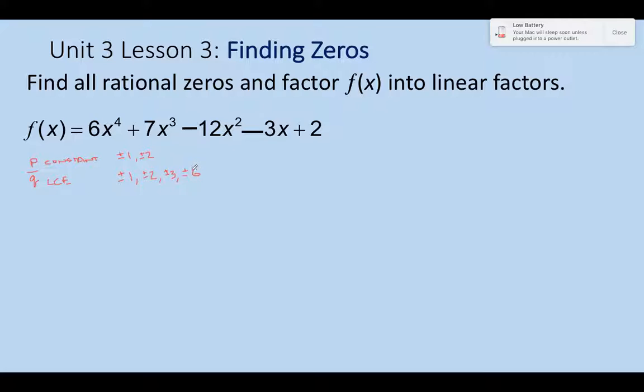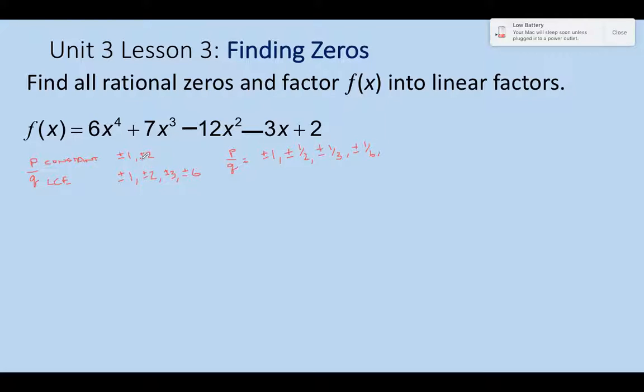All of my possibilities, all of my possible solutions, not all of them will be solutions, but the possibilities are going to be all of these possible fractions. So, P over Q, my possible solutions, well, I just go ahead and do all of them. 1 divided by 1 is 1, so positive negative 1. 1 divided by 2 would be positive negative 1/2. And then 1 divided by 3, positive negative 1/3. 1 divided by 6, positive negative 1/6.